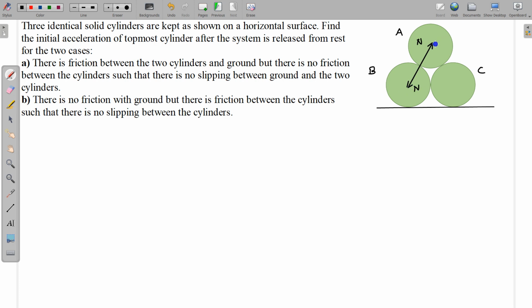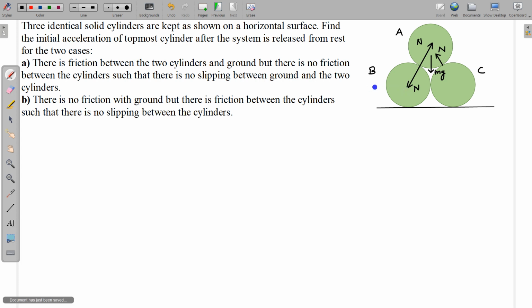And there is mg acting on A, and there is a normal reaction between A and C also. And since I am drawing the free body diagram of A, let us draw the normal reaction on A only. So I am just drawing the normal reaction on A only, and by symmetry this normal reaction is also equal to N. There is one force, gravity, on this A. Gravity is, let's say, equal to mg, all have equal masses.